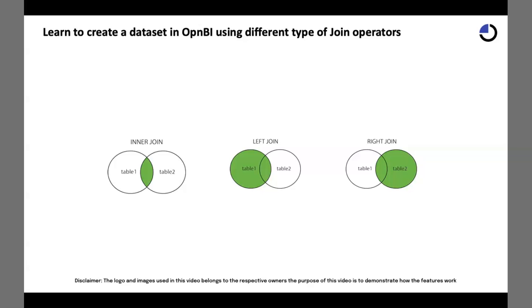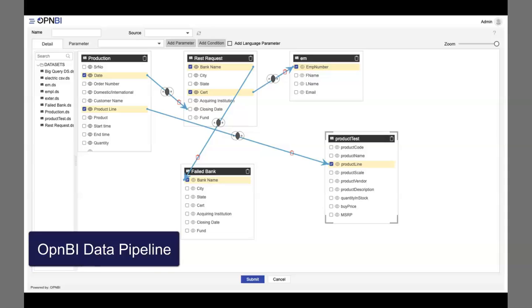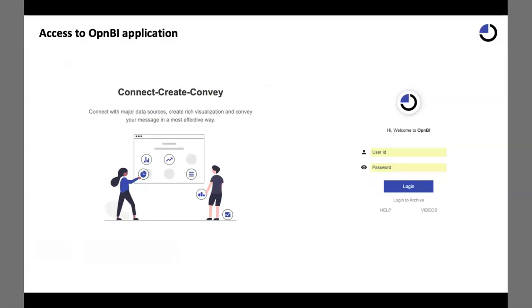We will require two datasets to perform this exercise. If you want to use more than two datasets created using different sources, then please watch our video on the data pipeline. Data pipeline allows users to connect with disparate sources using the graphical interface and doesn't require any technical knowledge. Here are the prerequisites to create a dataset using different joins.